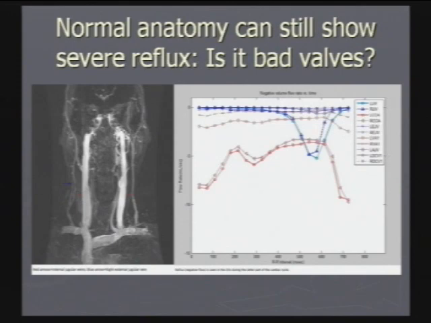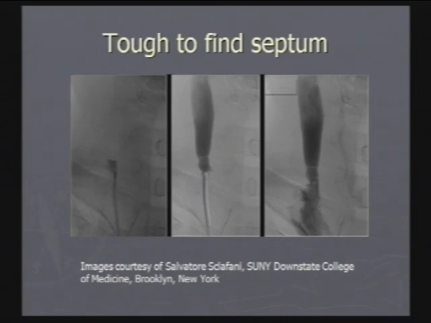Since I can't see the valves with MR, sometimes I get a normal looking case. And if you were just using the MR, you would say, okay, I can't see anything wrong here. But in fact, if I do the flow quantification for this individual, I can see that there is, in fact, reflux associated with this that you can see right here, in both of the internal jugular veins. So I don't necessarily need the anatomy information. I need both anatomy and function together to give you the complete picture. And Sal has already talked to you about that.